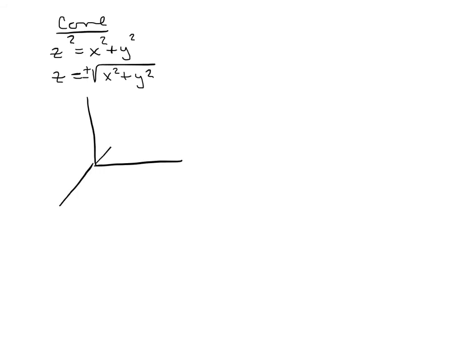A cone. A cone looks like z squared equals x squared plus y squared. Another way to write this would be to take the square root, in which case we get a plus and a minus. A cone has a positive z part and a negative z part. So the full cone actually looks like an hourglass. And then we've got a cylinder.